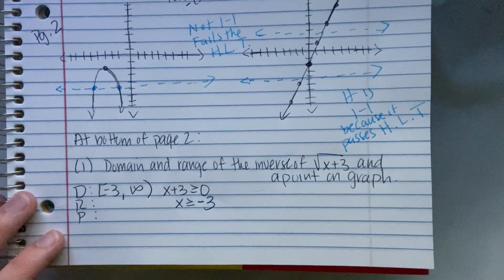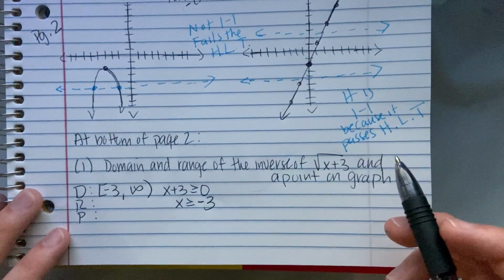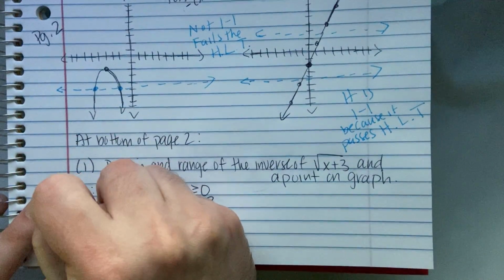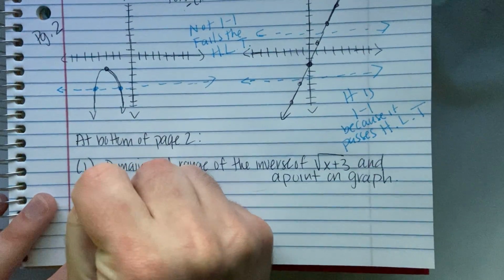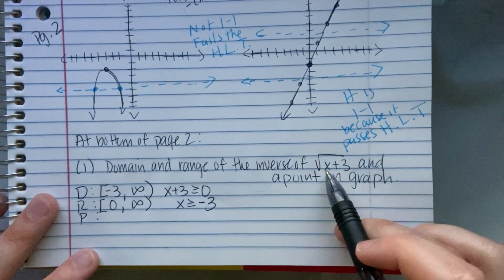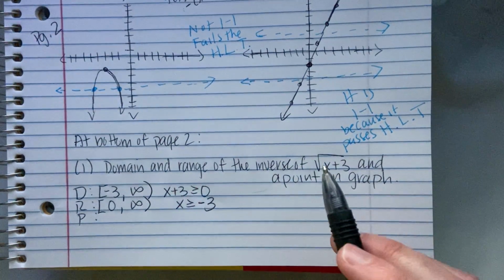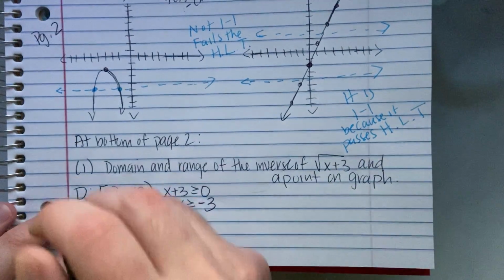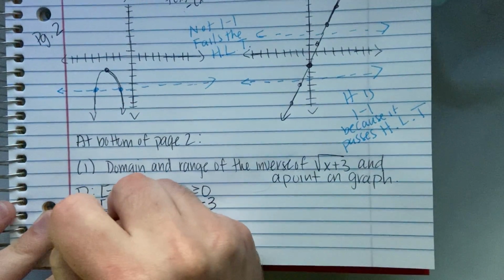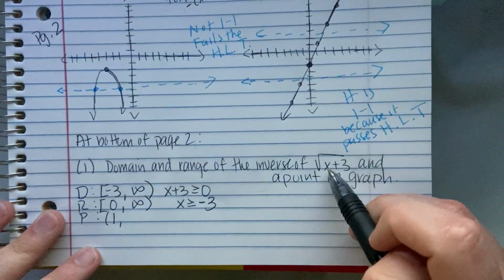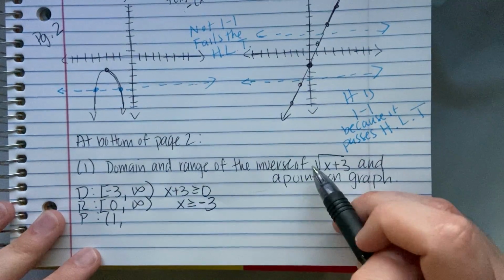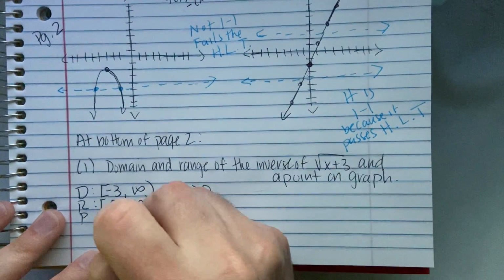What about the range? What does a square root output? It outputs a positive, or really a non-negative number, anything from 0 to infinity. Now I can pick any point on this graph, pick any x value. I'm going to plug in 1, just because. You could plug in 0. If I plug in 1, I get 1 plus 3 is 4. What's the square root of 4? 2.